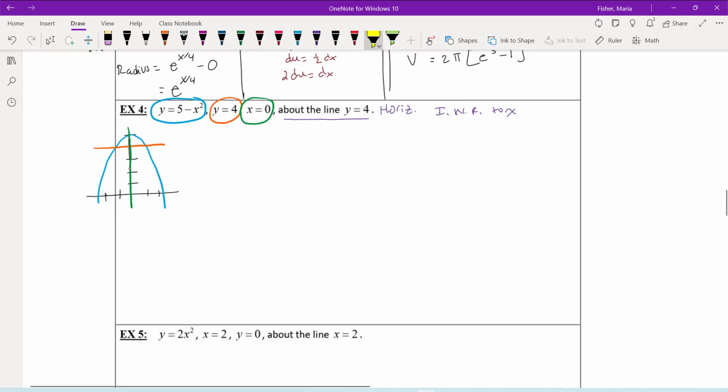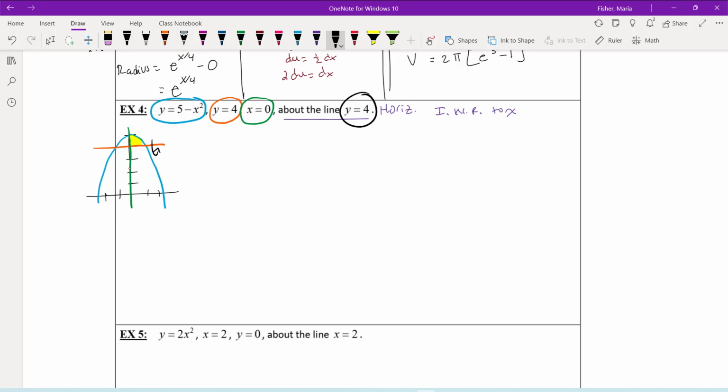I'm going to choose the positive side and say that this side here is my region. It doesn't matter which side I choose because it's symmetric. So we're going to go ahead and choose the right hand side here because we're going to just take that and we are going to rotate this about y equal 4.